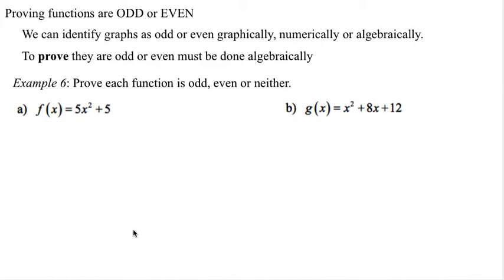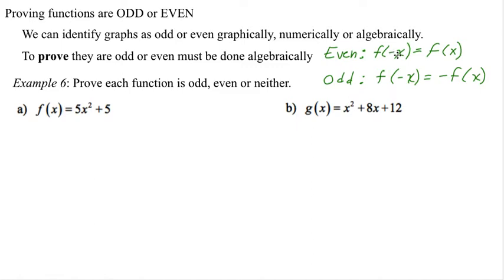To prove a function is odd or even, we have to use algebraic skills. So we're going to go ahead and go into that next. Example 6 says, prove each function is odd, even, or neither. On this one, we have f of x equals 5x squared plus 5. What we want to do is plug in f of negative x, and let me remind us here, it's even if we put in negative x and we get the same function we started with, f of x. It's odd if we put in negative x and get out the opposite of f of x. So that's where we're headed. Let's take a look at this one.